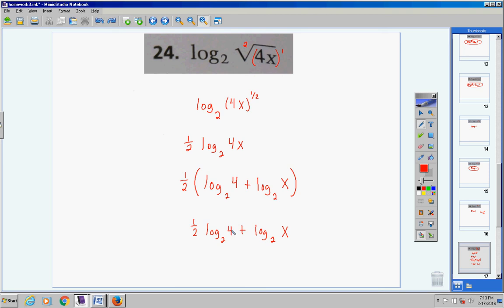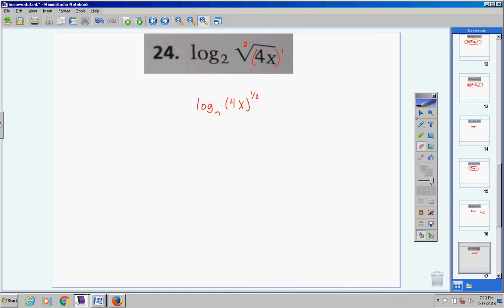4 right here can be rewritten as 2 squared. And remember, whenever this number matches this number, you can cross all of this off and just keep the exponent. So now what I have is 1/2 times 2 plus logarithm base 2 of x. And 1/2 times 2 is 1. 1 plus logarithm base 2 of x. And that is the answer they have in the book. That's one way to do it, okay? Here's another way to do it.